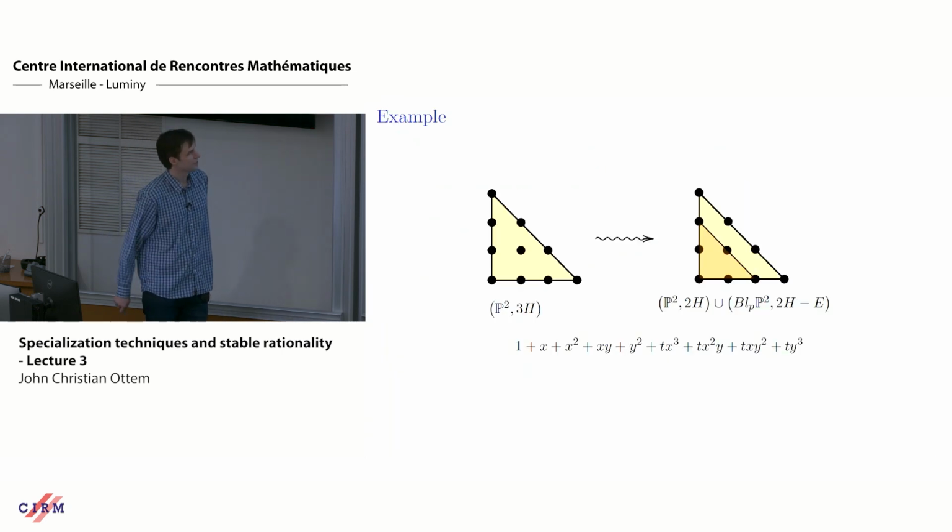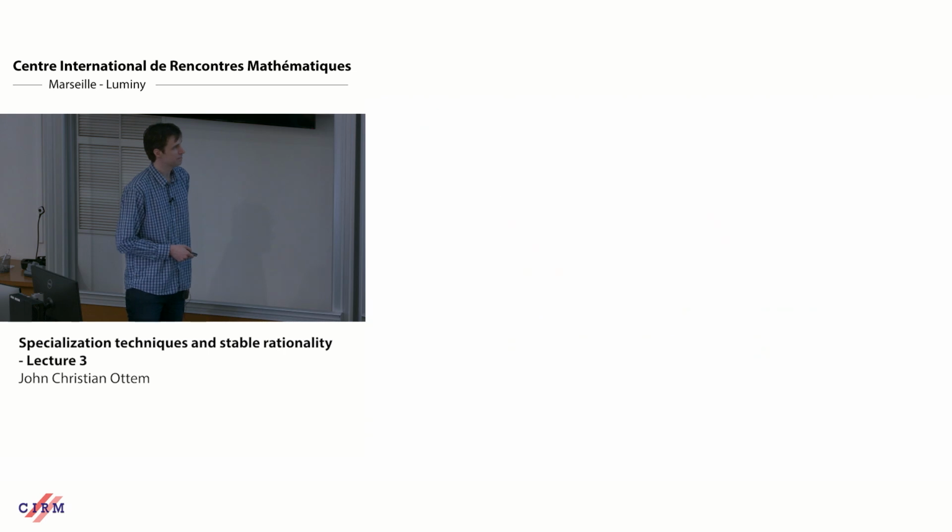Okay, just maybe one more example. This is how you would degenerate a cubic curve in P2 into a union of two toric surfaces. This is the polytope of P2, and this is the polytope of the blow-up of P2. And you can do it by writing down this polytope here. No, sorry, this polynomial here.